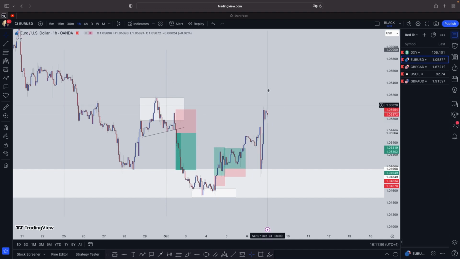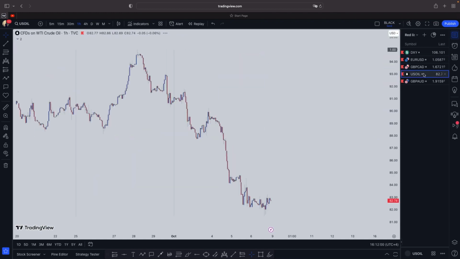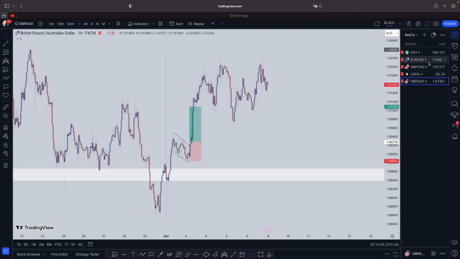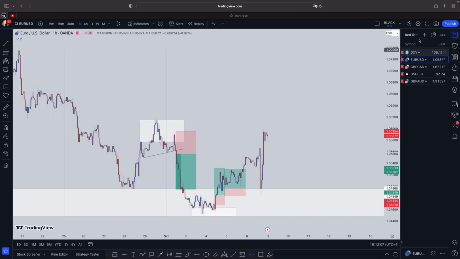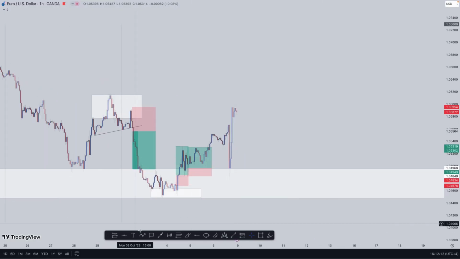So we took a trade on Euro USD, we also had a trade on GBP AUD, US oil and also GBP AUD. Right, but these are the two that stood out for me, and this is what I just want to show you guys in this video. Right, so let's just look at this.